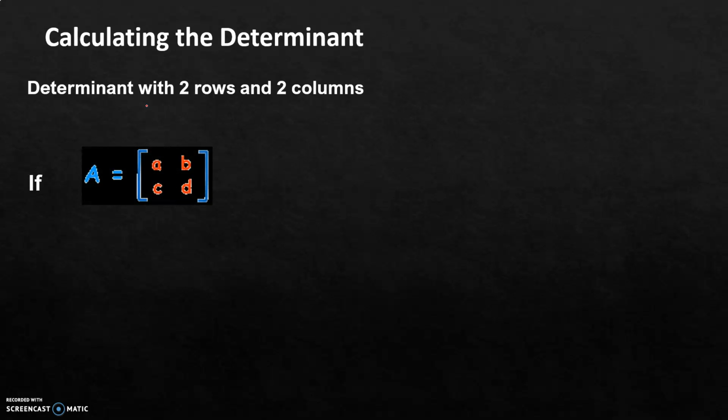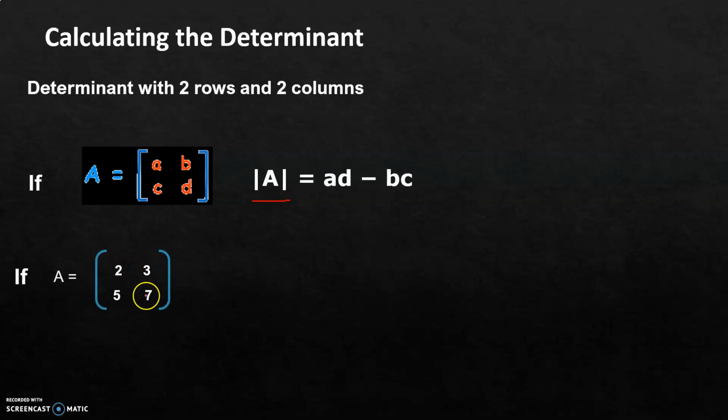For example, if a given matrix A is equal to a, b, c, d, then the determinant of A is equal to ad minus bc. The difference of the product of the diagonal values. It is very easy in the case of a matrix having two rows and two columns. So let us take an example.